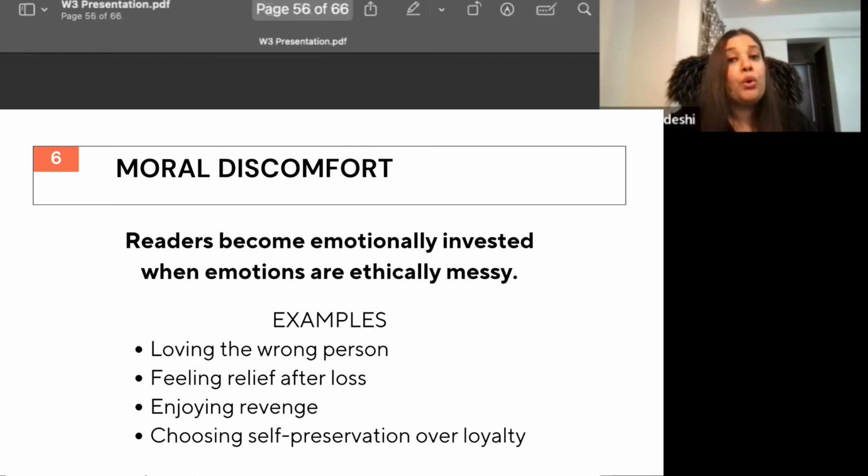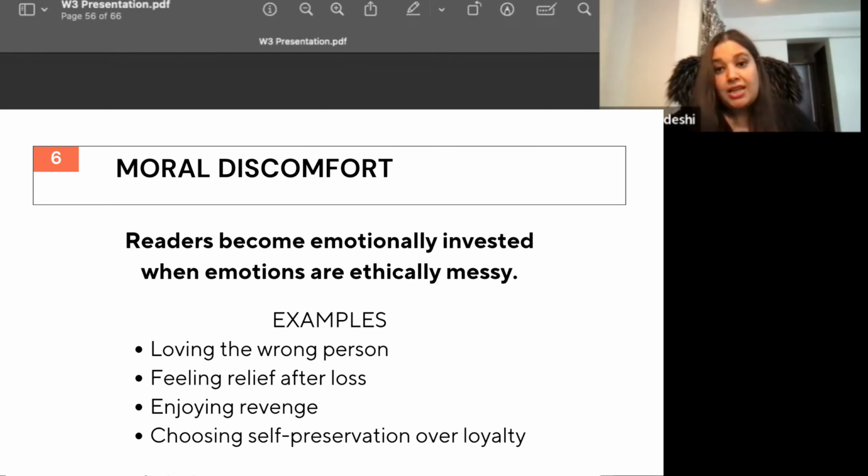Then comes moral discomfort. Readers become emotionally invested when emotions are ethically messy. For example, loving the wrong person, feeling relief after loss. This is actually one of the exercises that I was going to give this week. Feeling relief after some loss. This is so highly morally uncomfortable for most writers to write. But I'll tell you what, if you are able to get through it, you might just produce some of your best work.